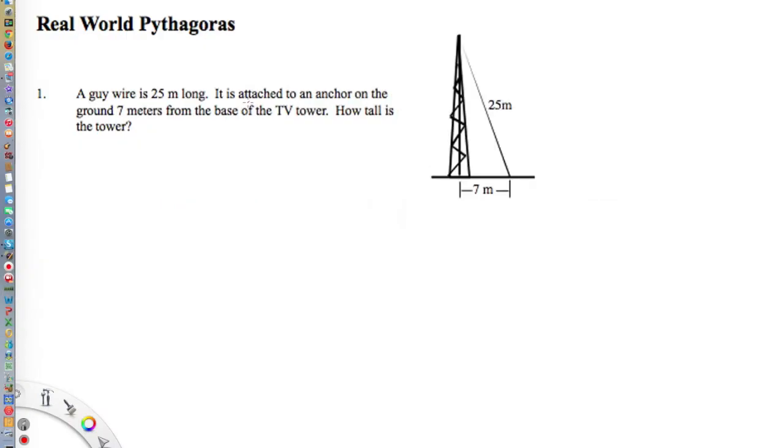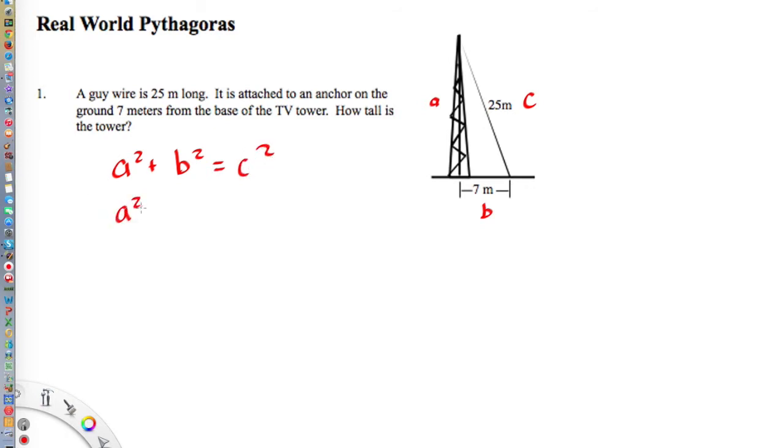Let's look at number 1, real-world Pythagoras problems again. Here, number 1 says a guide wire is 25 meters long. We see right there. It is attached to an anchor on the ground, which is 7 meters from the base right there. How tall is the tower? Okay, so they've given us side A is missing, side B is given to us, and side C, the hypotenuse, is given. So we're going to use the Pythagorean theorem once again, very practical use, to find the height of this tower.